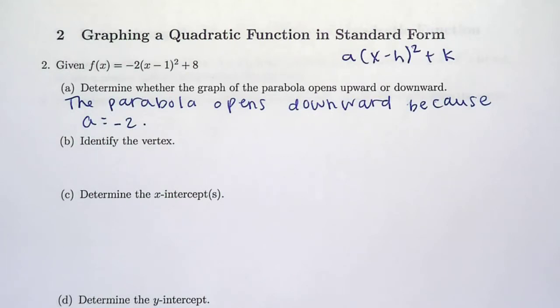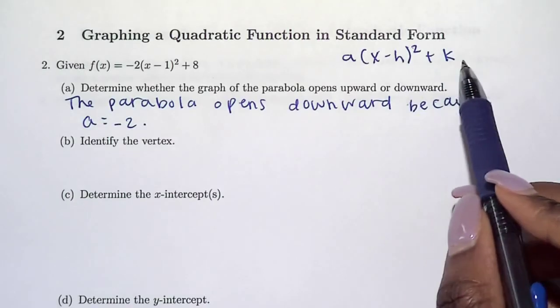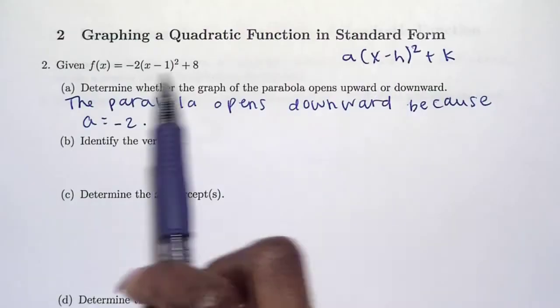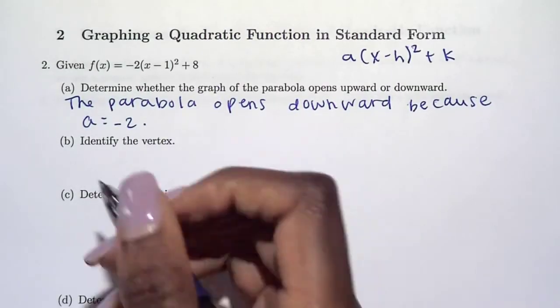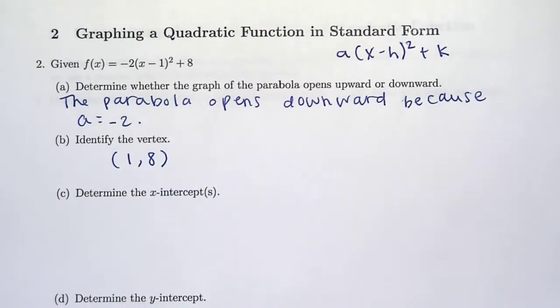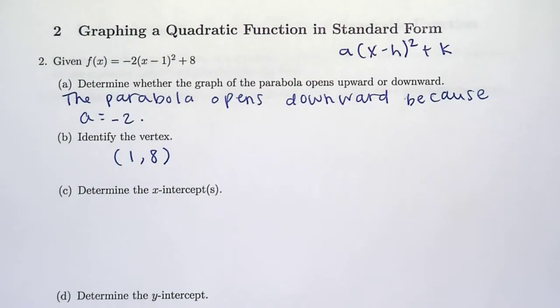Okay, what's the vertex here? All right, so remember h, k. We already have our negative here, so our h is 1 and our k is 8. So that's the vertex of our parabola. It's also helpful to figure out how wide it is to figure out our x-intercepts.